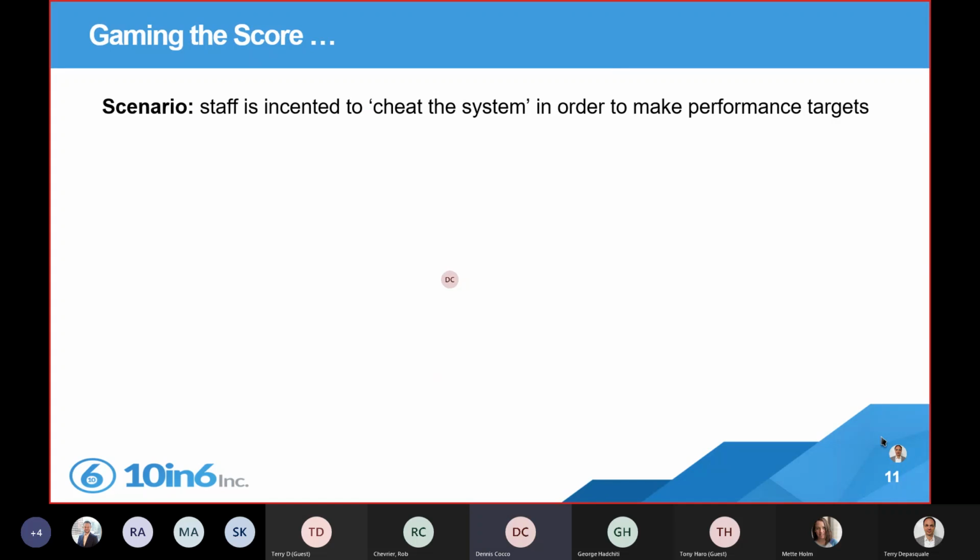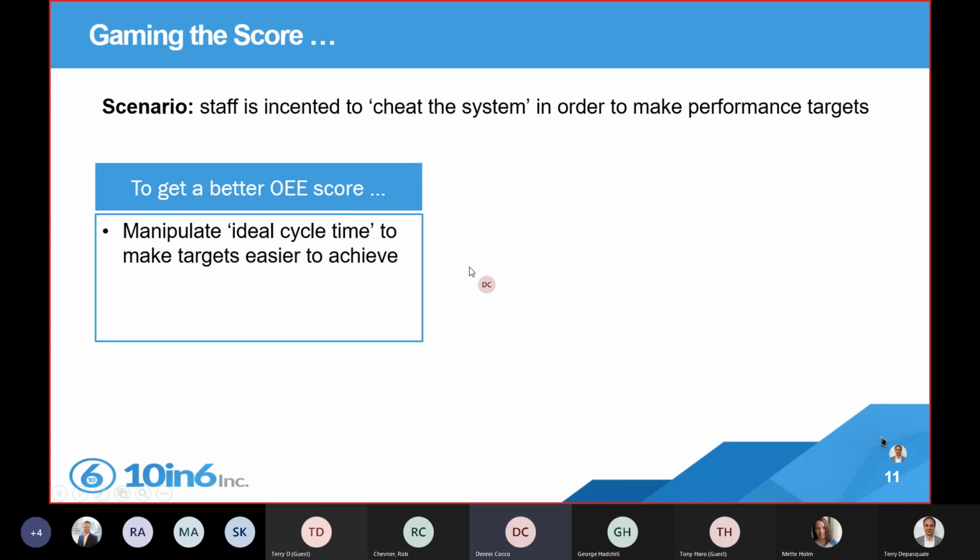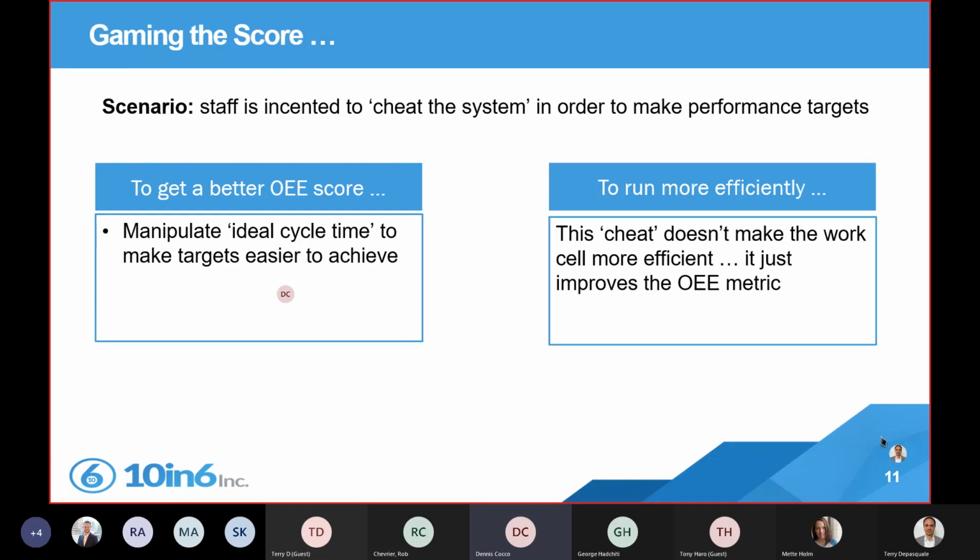So let's talk about another scenario. When you start trying to track OEE, people are going to learn ways to cheat the system. And one easy way to cheat the system is to manipulate your ideal cycle time. Make your target easier to hit so you can have a better OEE score. Okay. The cheat doesn't help you make your plant more efficient. It just improves your score.